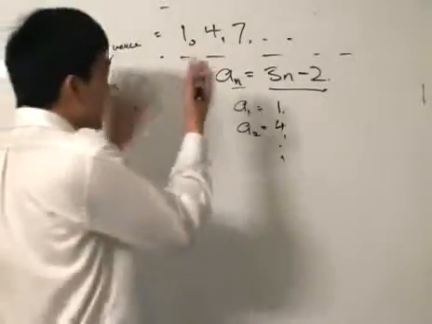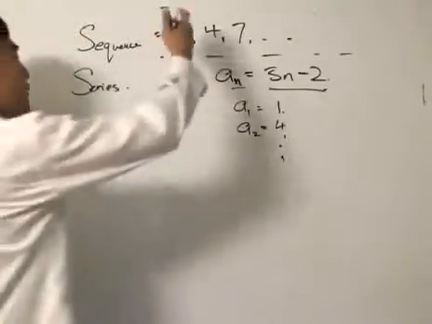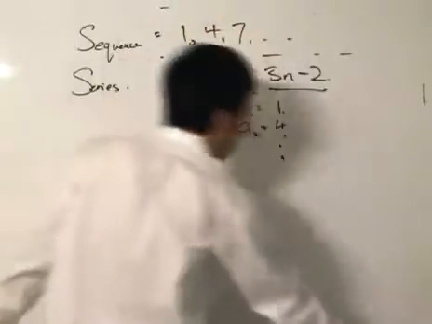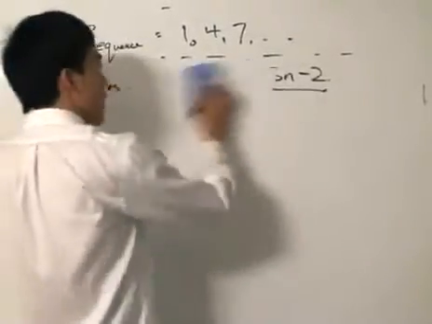But bear in mind that a sequence is really just a set of numbers defined as the first term, the second term, the third term, all the way to the nth term. So that's a sequence, fairly easy.